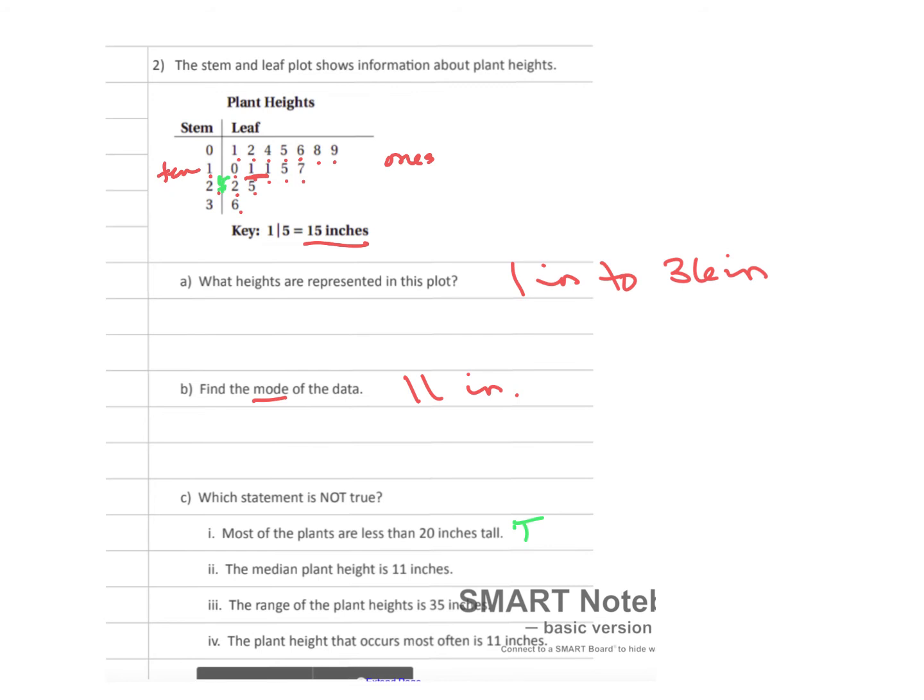The median plant height is 11. Well, I have 1, 2, 3, 4, 5, 6, 7, 8, 9, 10, 11, 12, 13, 14, 15. So again, I'm going to count to 8. 1, 2, 3, 4, 5, 6, 7. Here's our median right here, which is 10. So this one is false because the median is 10 inches. The range of the plant height is 35. So we're going to do 36 minus 1. That's 35. That is true.